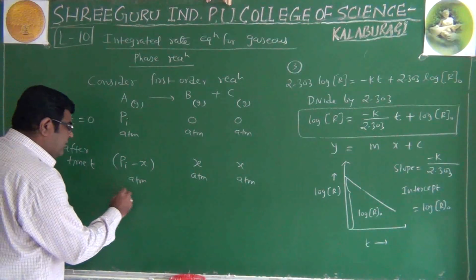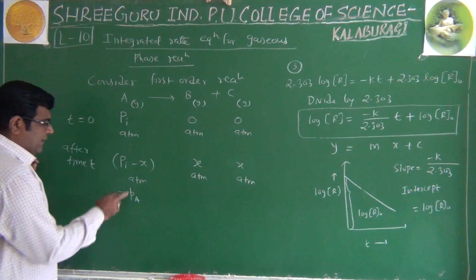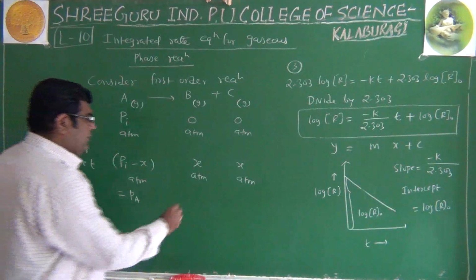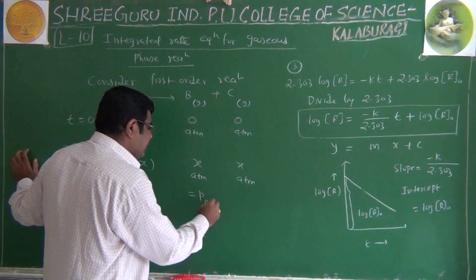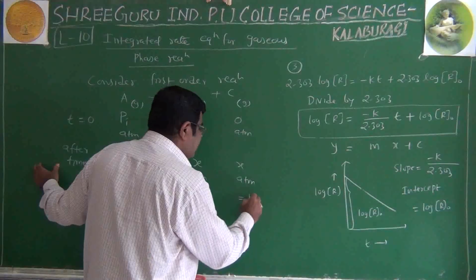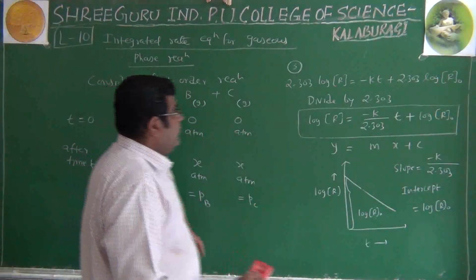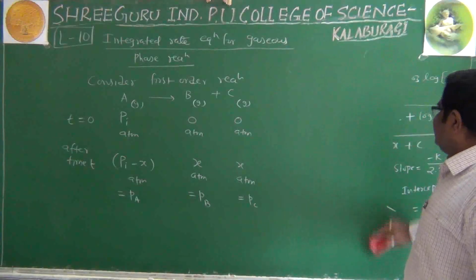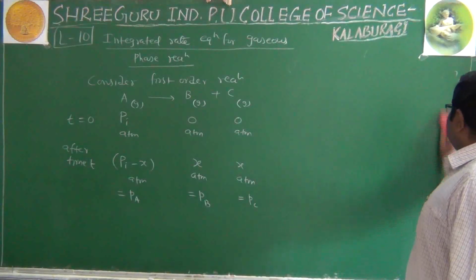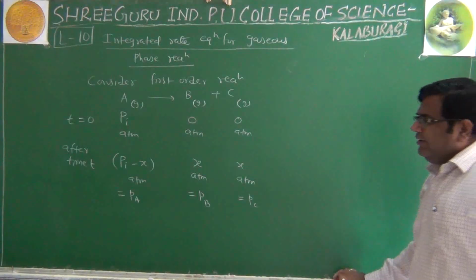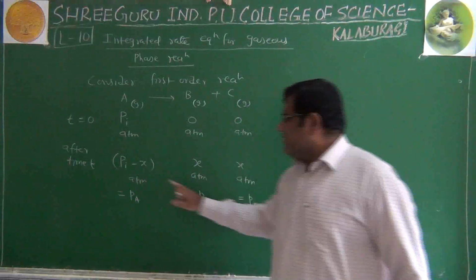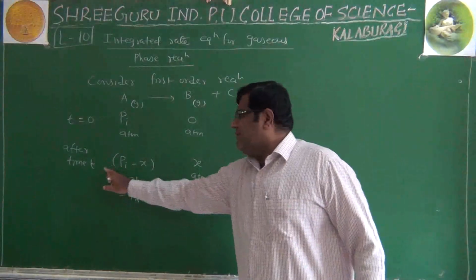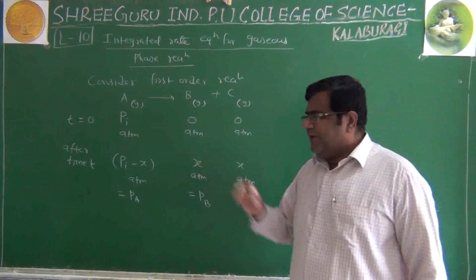Now this we considered as pA. I will write this as small p because it is the partial pressure of A. This is the partial pressure of B, and this is the partial pressure of C. So we have understood the values of pA, pB and pC. What are these pA, pB and pC? pA is the partial pressure of A after time t, pB is the partial pressure of B after time t, and pC is the partial pressure of C after time t, and their respective values we have written.